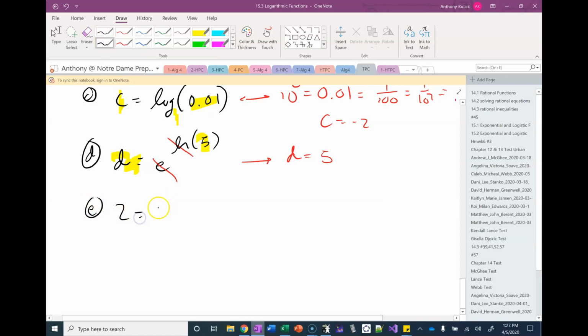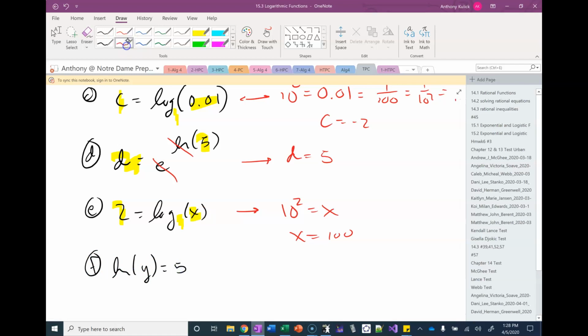And we have 2 is equal to log of x. So 10 to the power 2 should give me x. So clearly x here is 100. And the last one, natural log y is equal to 5. So again, we have e to the 5th should give me y, or y equals e to the 5th.